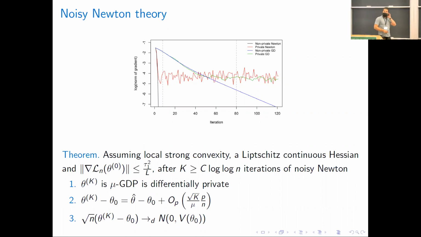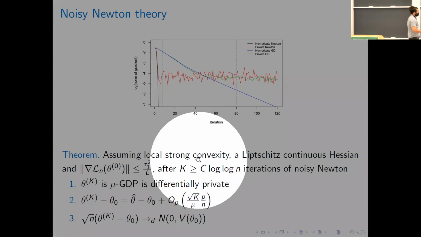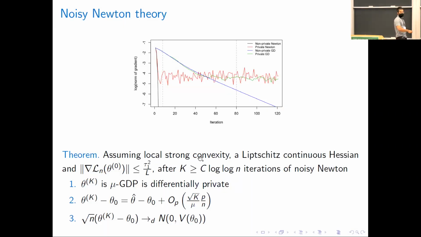In fact, a lot of the packages in R for generalized linear models, for example, choose the maximum number of iterations to be 20. So we are in that order of magnitude. And the reason we can use, again, log n is because of local strong convexity. Without that assumption, it breaks.